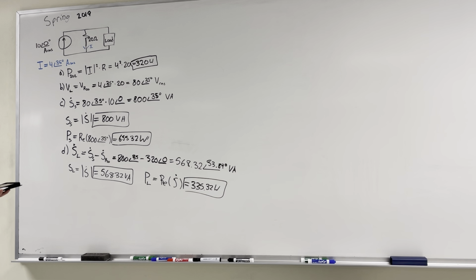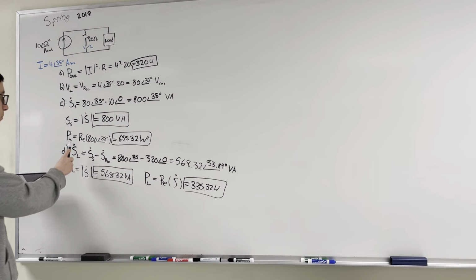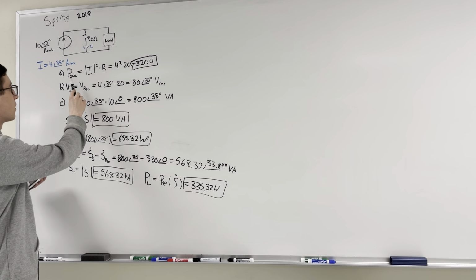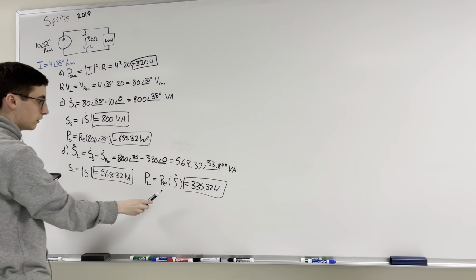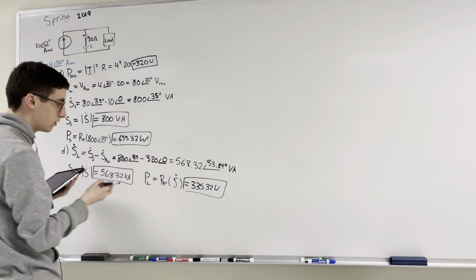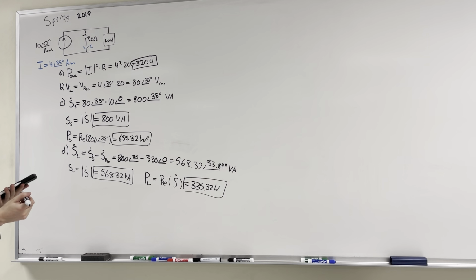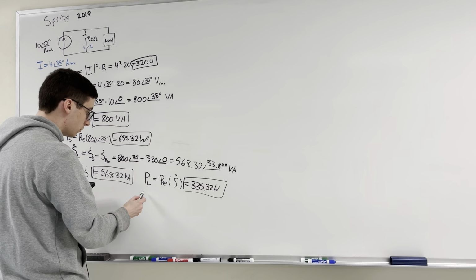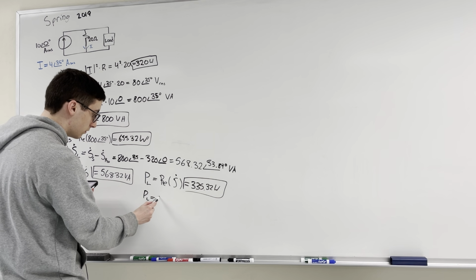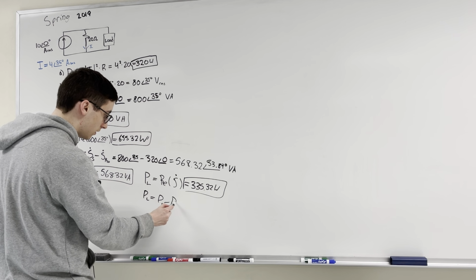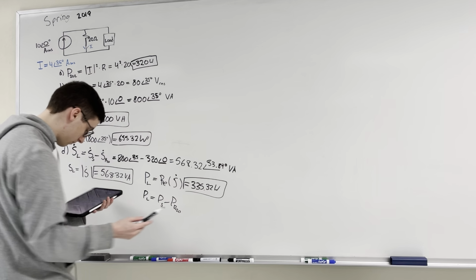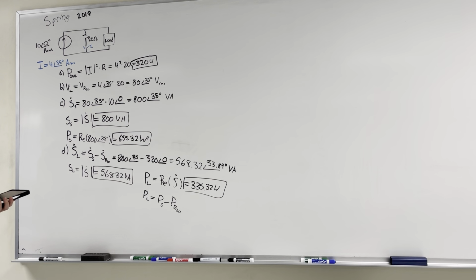You probably could have just done the power of your source minus the power of your resistor in order to get the power of the load as well. It's just a different way of looking at it. I'll write that down. So we can do P_L is equal to P of the source minus P of the resistor, 320. Just a different way to do it.